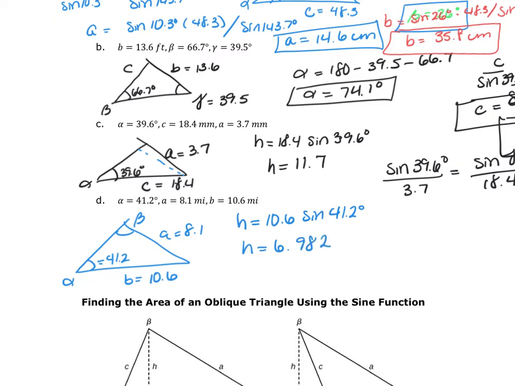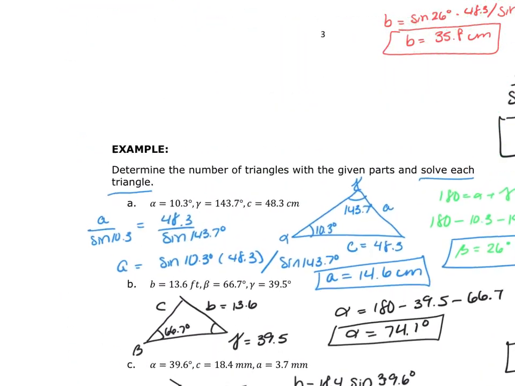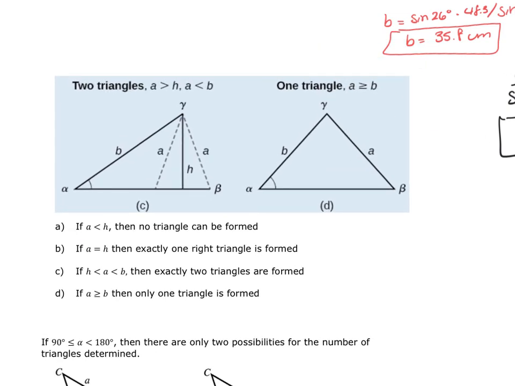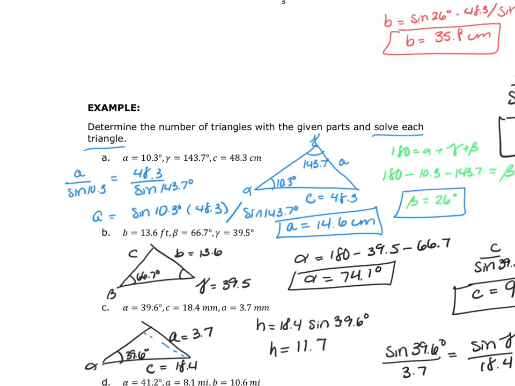So I'm going to go back up and see what it said. What happens when my H is clearly smaller than A, and A is smaller than B? I'm going to get two triangles. So to answer this one, I'm going to need to do the law of sines twice.